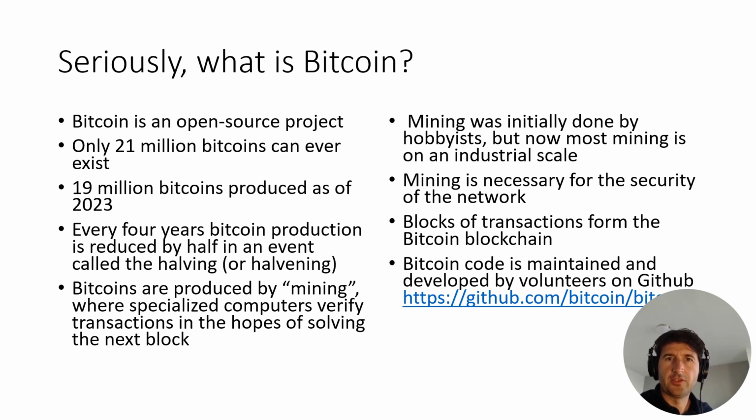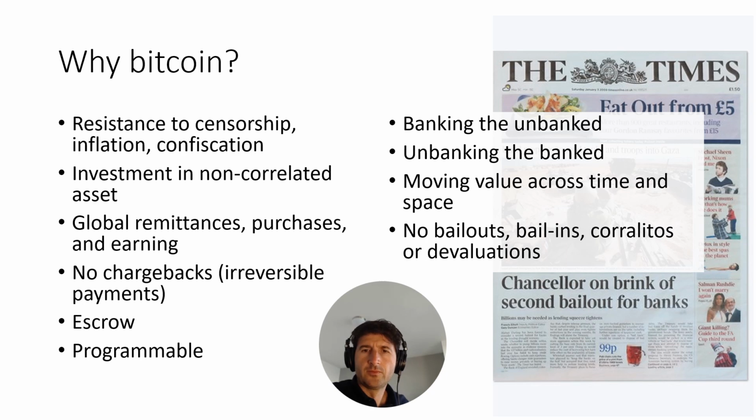And you can actually see the Bitcoin code and even contribute to it yourself on the website GitHub, where it's maintained by volunteers. So why do we want Bitcoin? Why would we want something with these properties? It's because this gives us resistance to censorship, to inflation, resistance to confiscation. Bitcoin has these unique properties, and that's what makes it so incredibly useful for people who are facing these problems or are concerned they might be facing these problems.